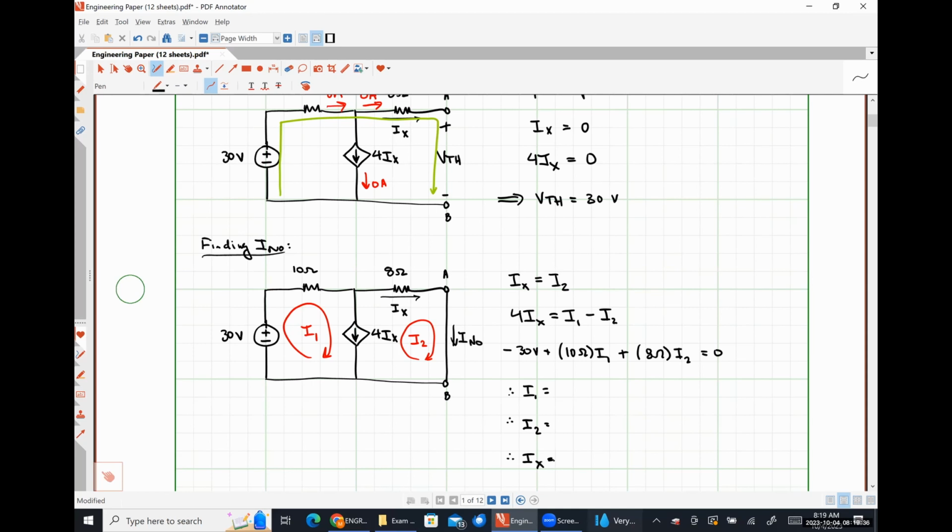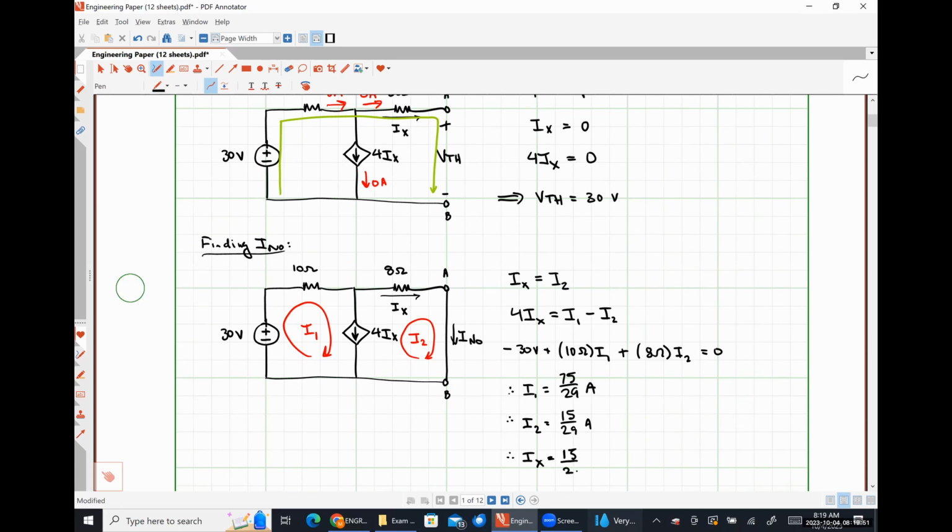Solving this system, I get I1 to be 75 over 29 amps, I2 to be 15 over 29 amps, and IX to also be 15 over 29 amps. And IX is I2 is I Norton by inspection. All right, so we found our Thevenin voltage. We found our Norton current. Now let's talk about finding our Thevenin resistance.